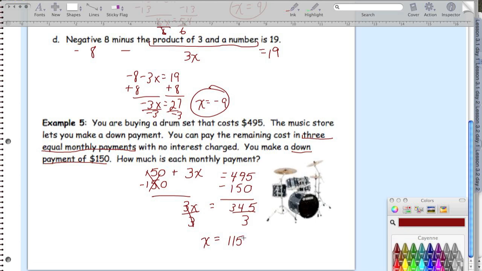And x equals 115, because it's a word problem, dollars. So what this means is, how much is each monthly payment? You could write each monthly payment is $115. Okay, and again, you can always substitute your answer back in to make sure it makes sense. 3 times 115 would give you 345 plus 150 equals a total of $495 for the drum set.